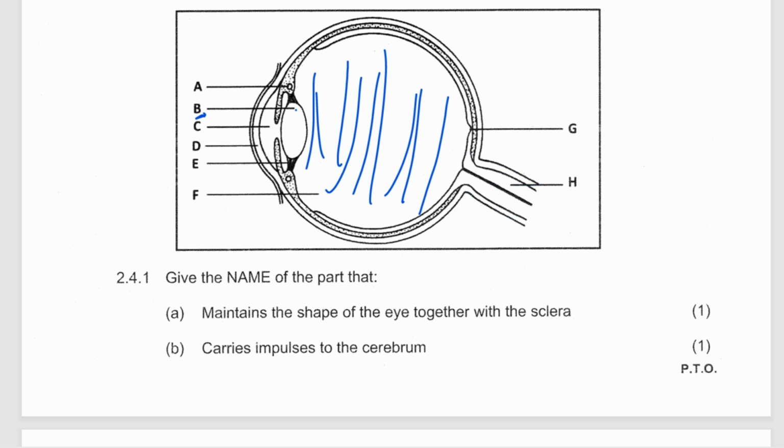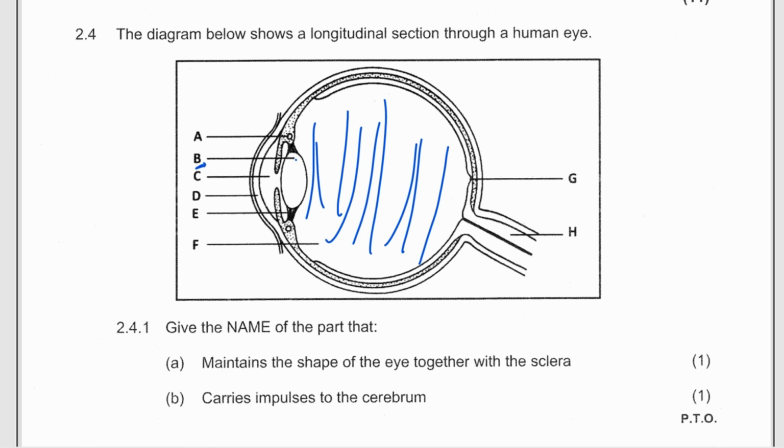How do G and H work together? So basically G is what you call the fovea, the yellow spot. I emphasize this. Why is the clearest image formed there? Because it contains a high concentration of rods and cones. Since the concentration is high, it is able to detect anything which falls on it.